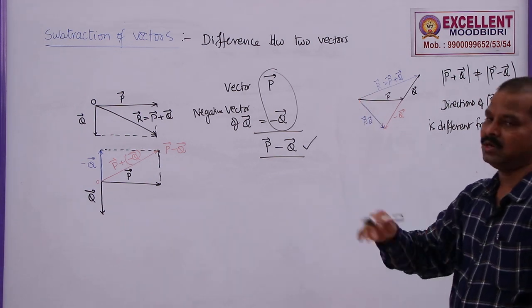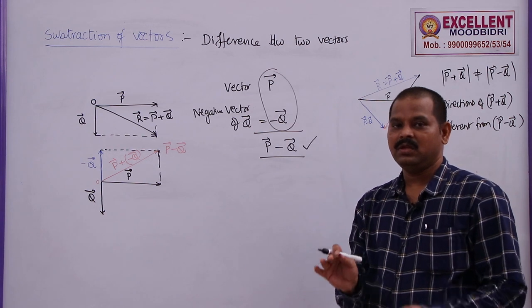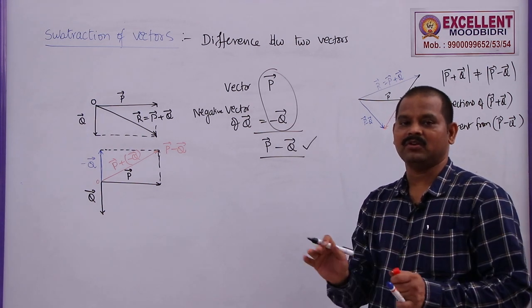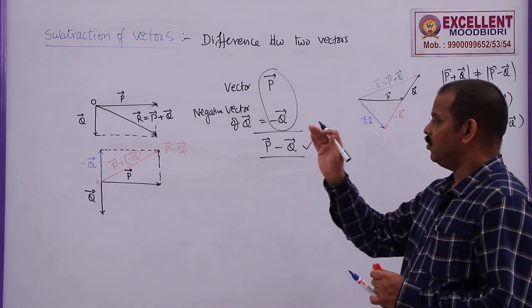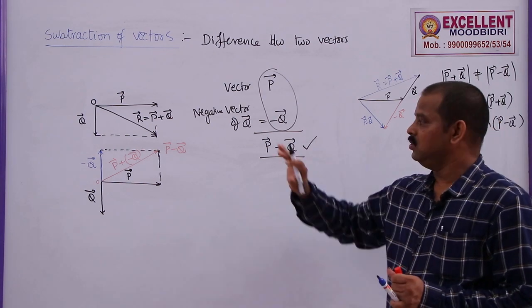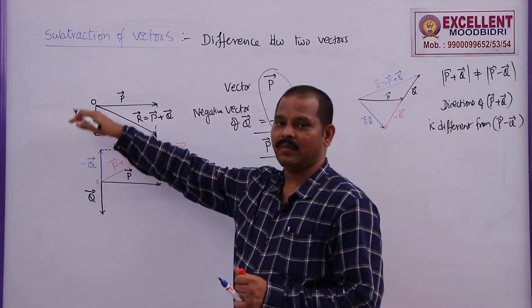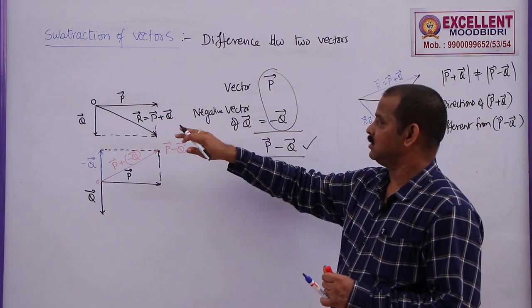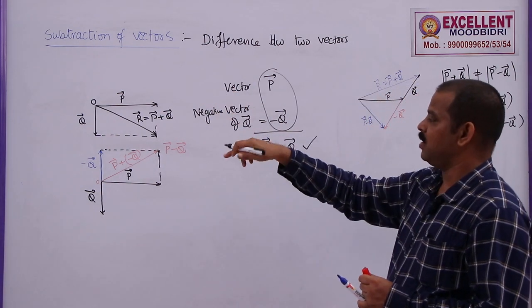So this is how you can subtract two vectors. That means in vector addition there is no separate subtraction of vectors. The only thing is, while adding two vectors, if you reverse the direction of one of the vectors, you will get the subtraction of vectors, which is given by P bar minus Q bar.